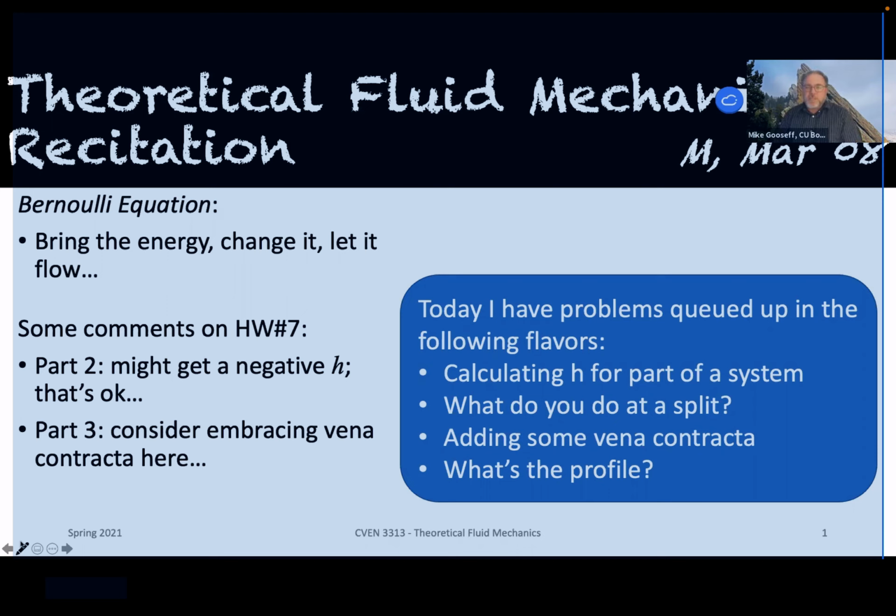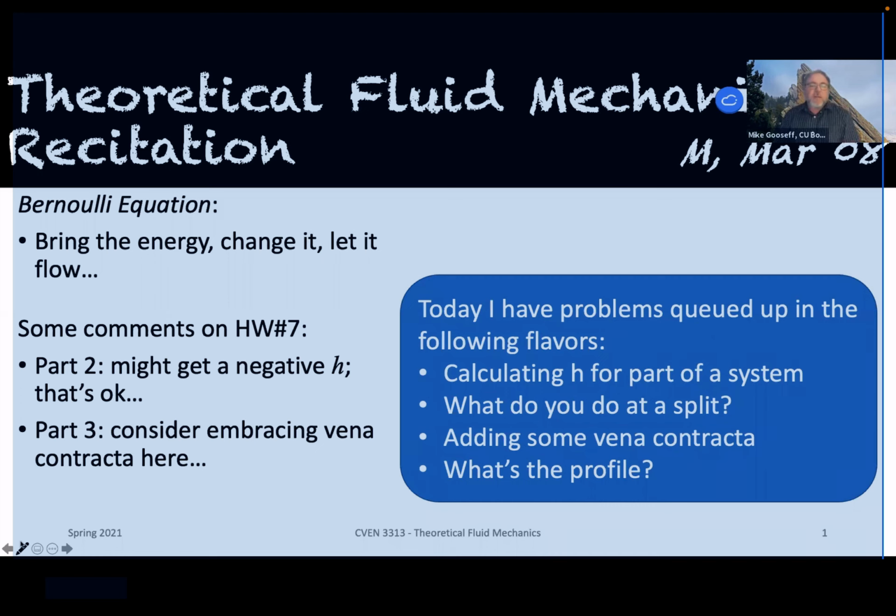How do we deal with a split is number two. Adding some vena contracta to our estimates is number three. And then number four is what's a profile of energy change if we were to put holes in the side of a container to watch it drain out.